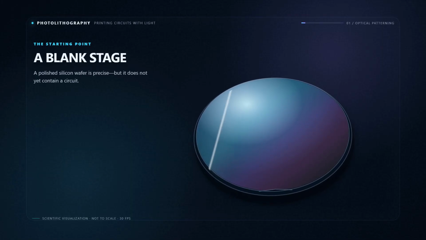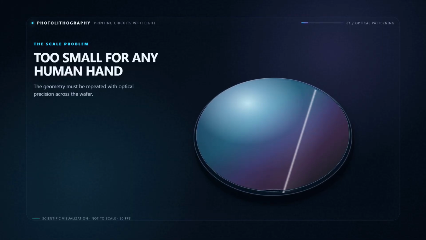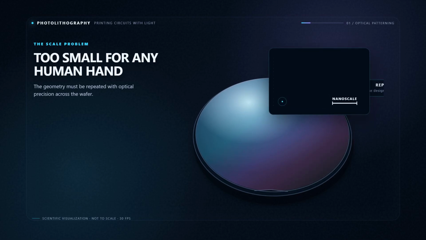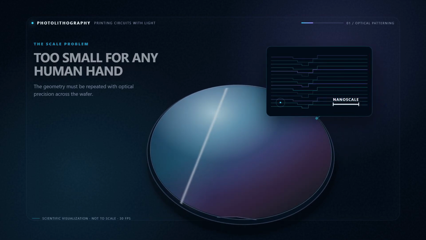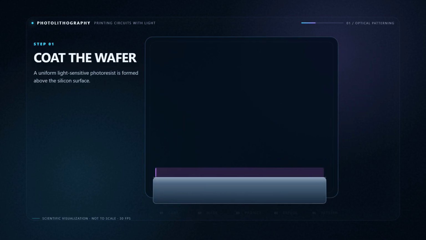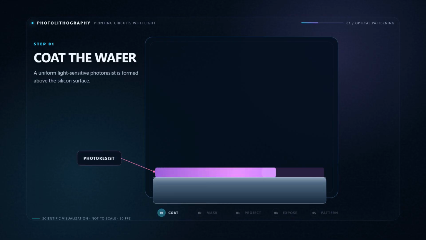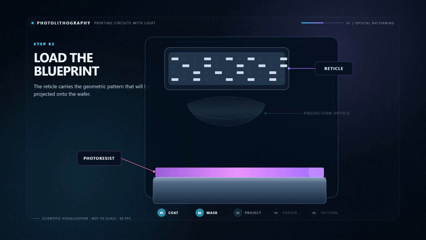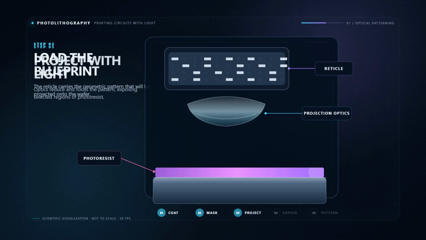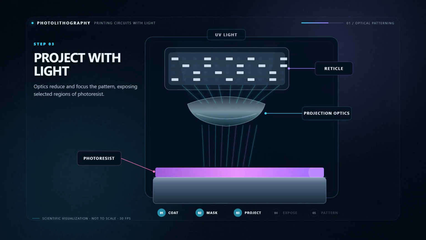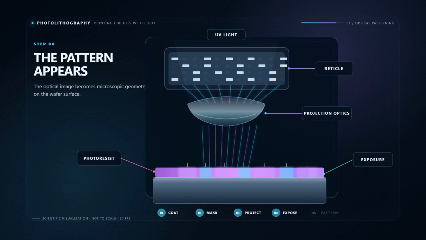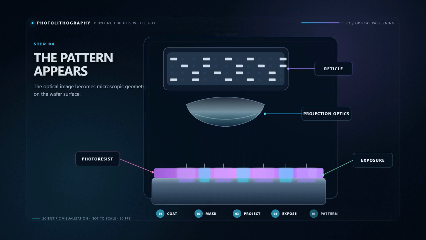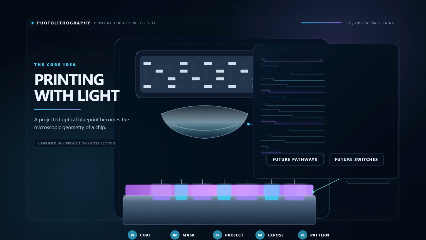The real challenge is building patterns so small that no human hand could ever draw them. So chip factories use light. First, the wafer is coated with a light-sensitive material. Then, light passes through a blueprint called a mask or reticle and transfers its pattern onto the surface. It is like printing, but at a scale so small that the lines become the future pathways and switches of a chip.